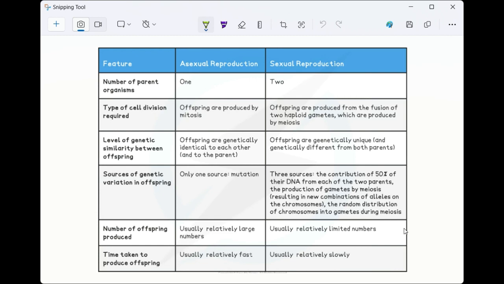With sexual reproduction, it is more difficult and slower because it requires two parents. However, all the offspring will be genetically different, and because there's a lot of variation, they are more likely to survive.